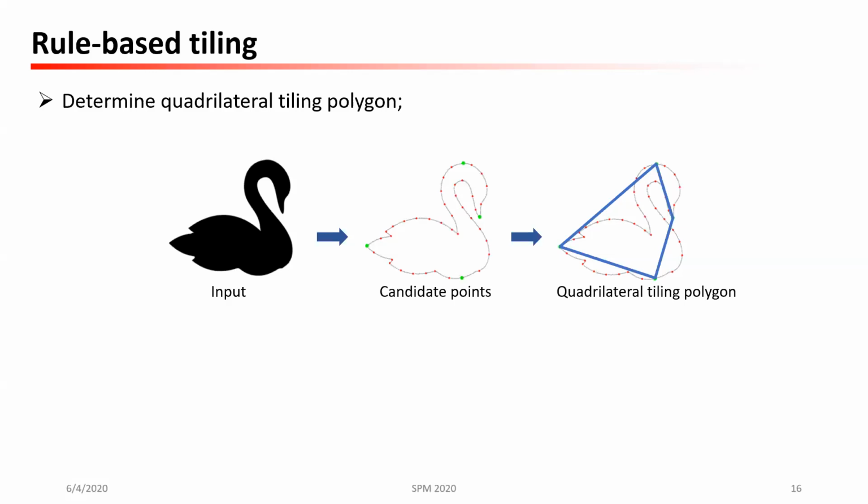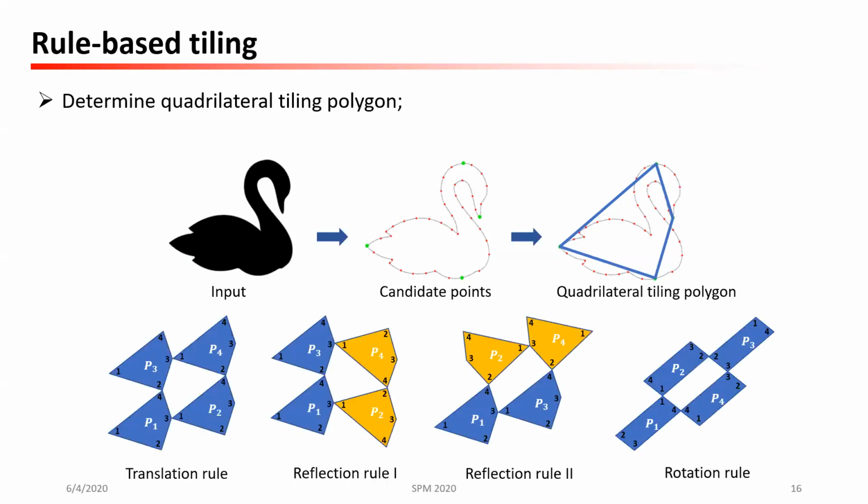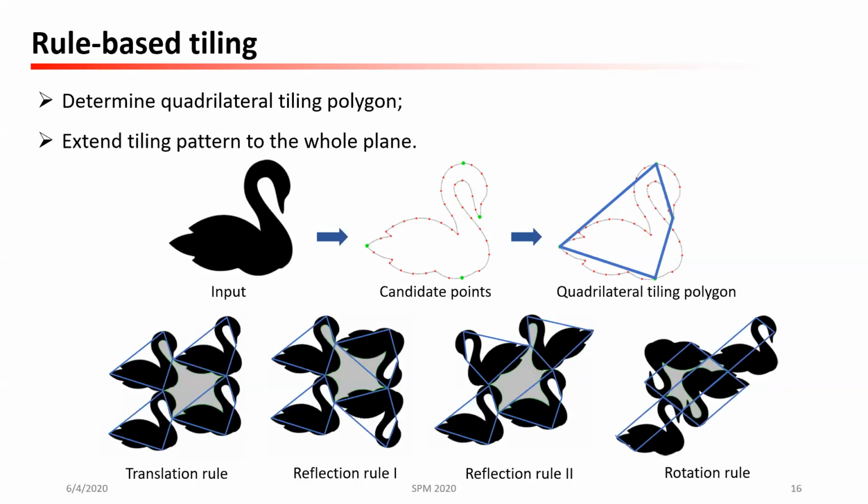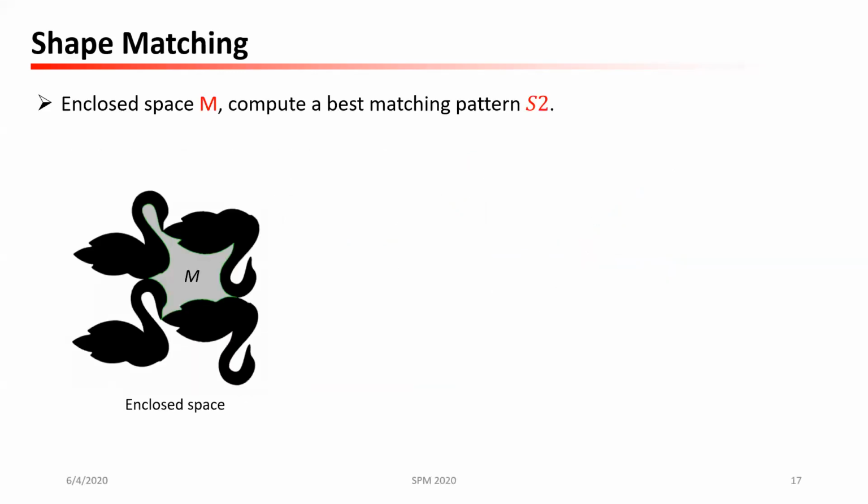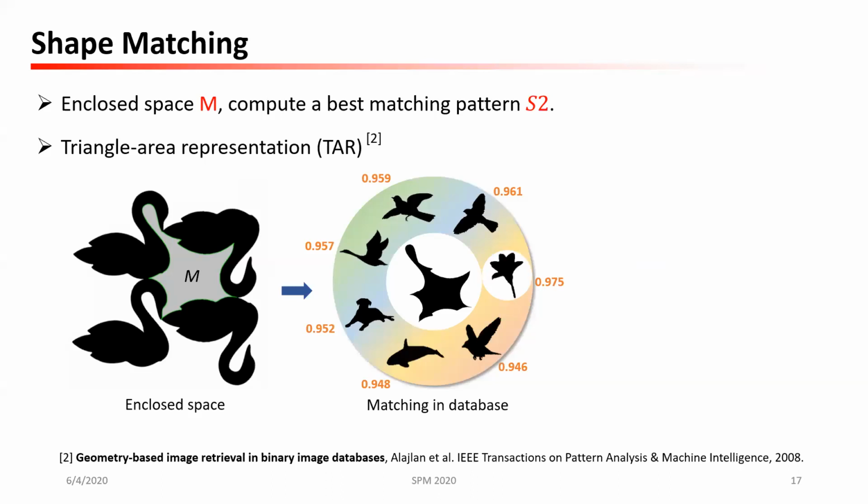Then, starting with the input shape, we compute its candidate points and determine a quadrilateral tiling polygon by randomly selecting 4 points from them. Following these rules, the tiling patterns can be extended to the whole plane through repeated replications of the initial tile. We denote the enclosed space between the 4 tiled shapes by M. Then we use the triangle area representation to compute a best matching of S2 to M from our database.